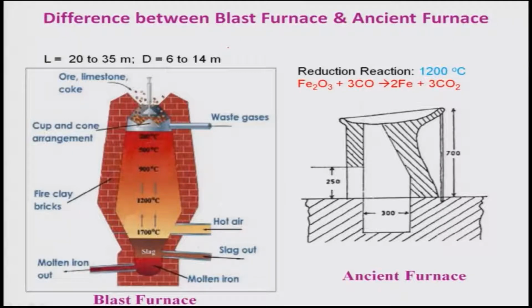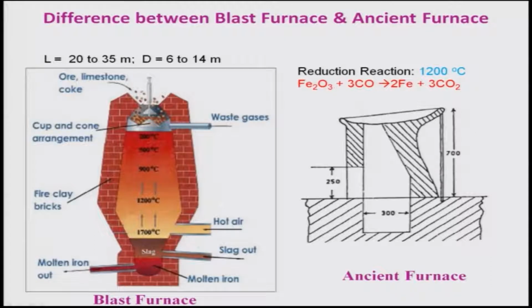Now, if you want to compare it with our earlier furnace, that is very small, with a height of something like 700 mm, while this one is in meters, and the outer diameter will be something like 300 or maybe 400 mm. The blast furnace technique is quite involved and complex in its chemistry, and one has to go to 1700 degrees Celsius, whereas the ancient process is a direct reduction reaction which occurs at 1200 degrees Celsius.